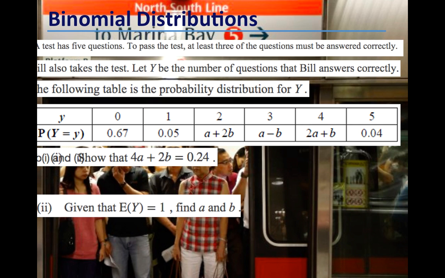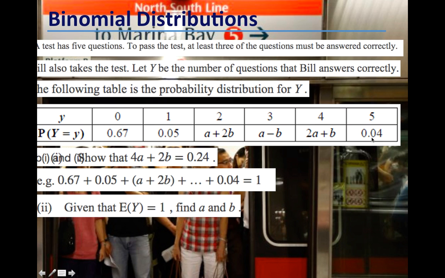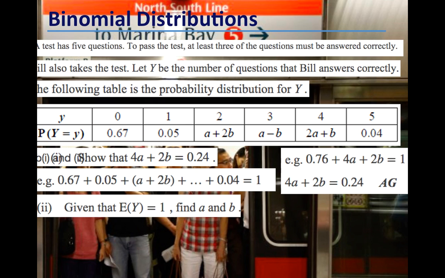The second question then, show that 4a plus 2b equals 0.24. Well, we should recognize that the probability distribution, if we add up all of these, we get to 1. So if we add up and rearrange, you should end up with 4a plus 2b equals 0.24.